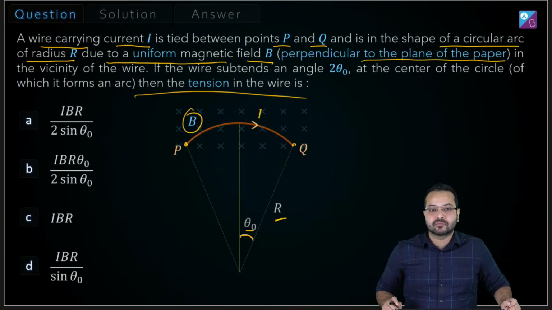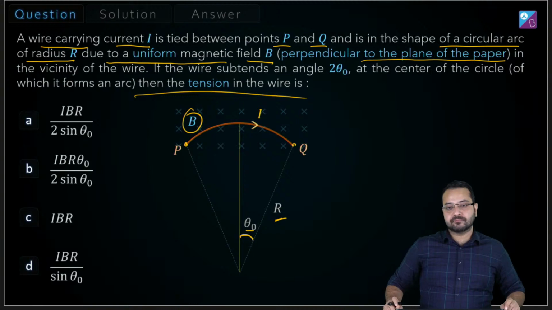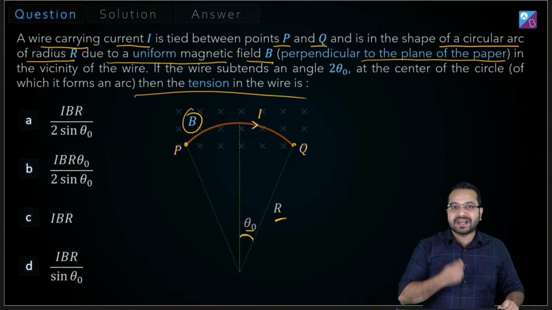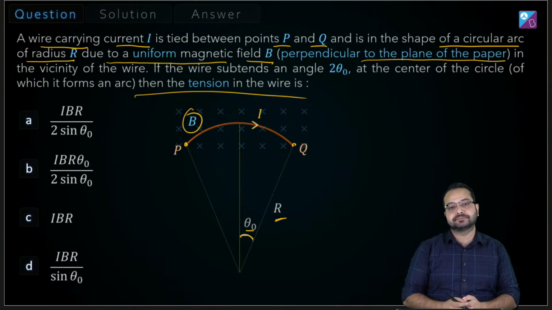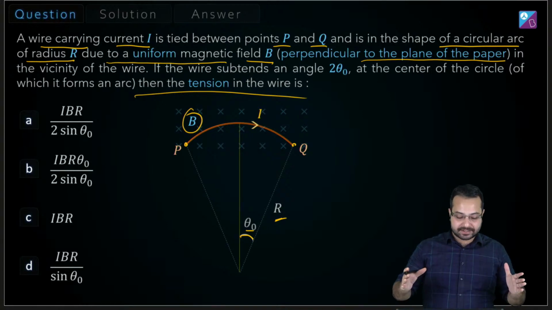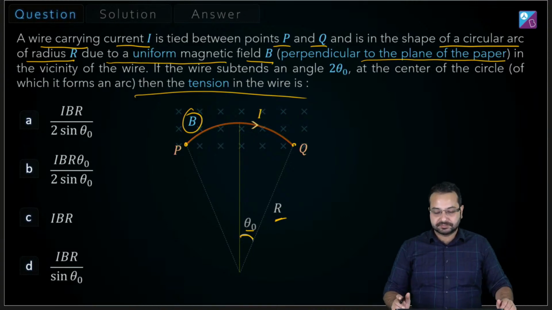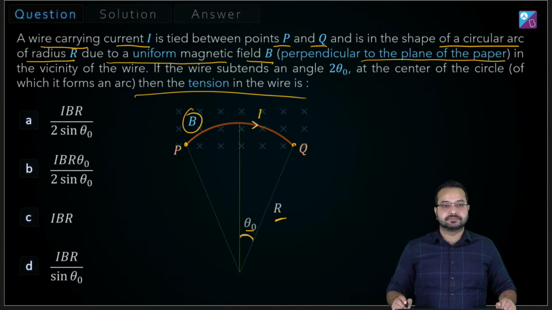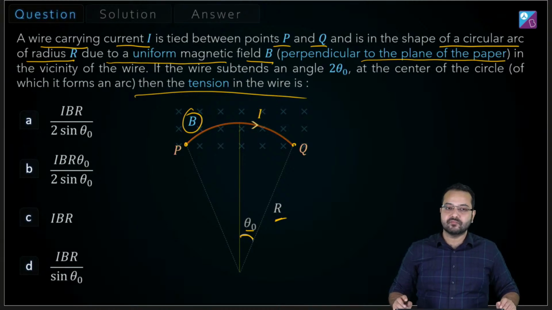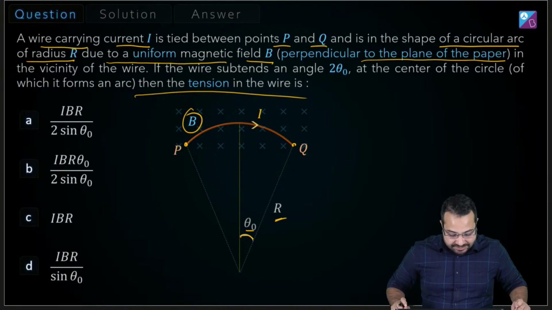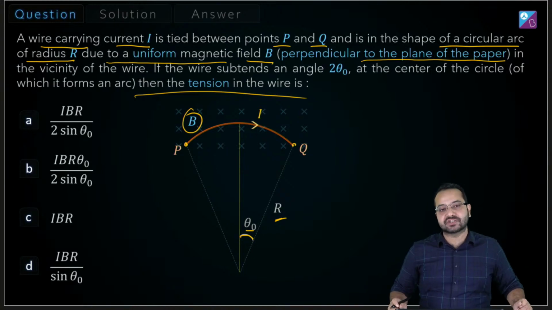Is that clear? So my question to you is going to be, why is there a tension in the wire? Can you figure that out first? There is tension in the wire, of course, because there's a question. We have to answer that question. But the first question that comes to my mind is, why is there tension in the wire?